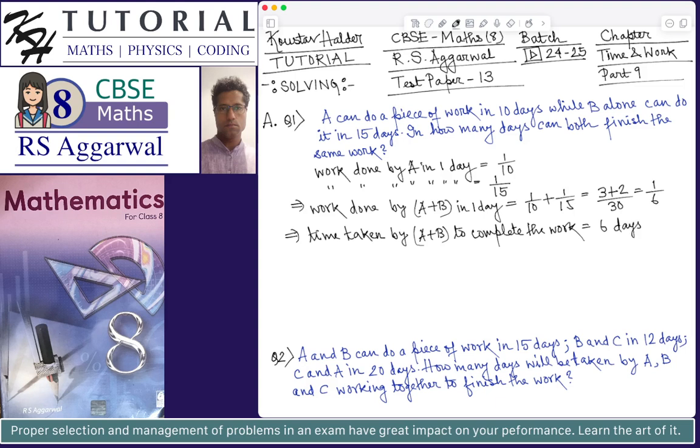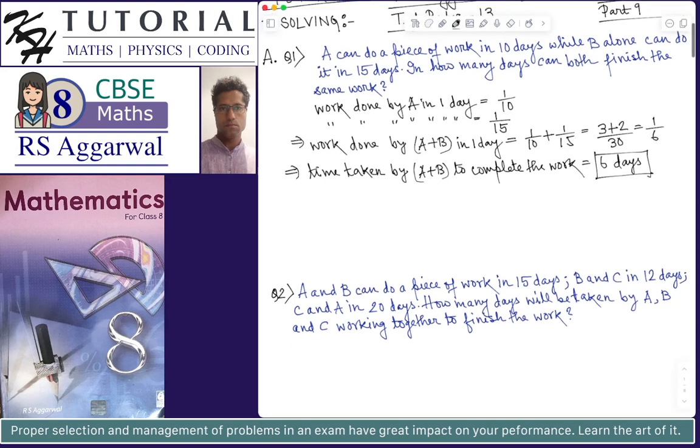Because the second rule of time and work says that if in one day the amount of work done is 1 by n, then the whole work will be done in n days. So the answer is 6 days. In 6 days, A and B working together will complete the whole work.